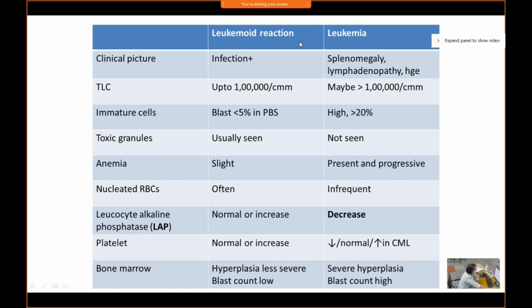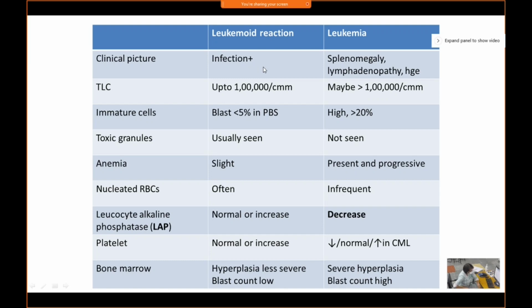And in this case, in leukemoid reaction also, the total count can go very, very high, and you might suspect leukemia. Okay, so how do we differentiate between these two? So the differentiation starts from the clinical picture. Leukemoid reaction usually occurs in patients who have infection, and usually patients who are immunocompetent.